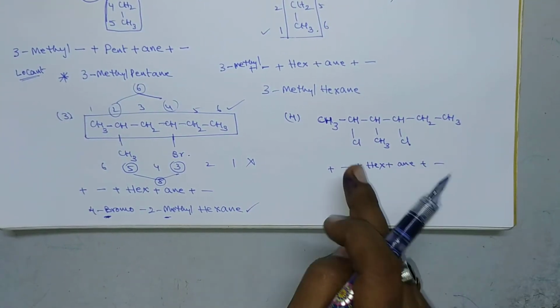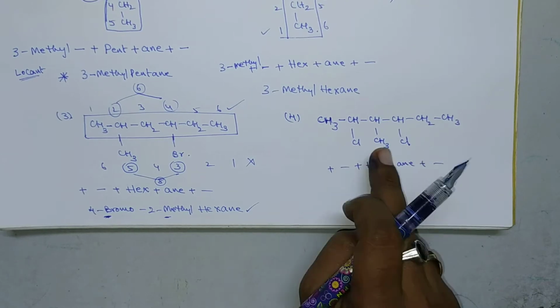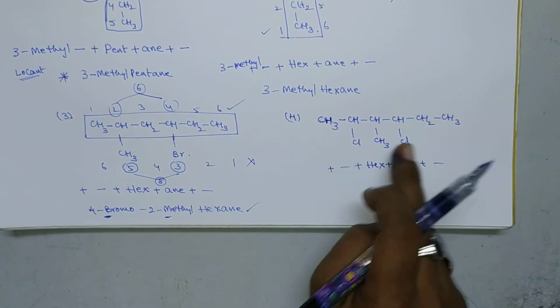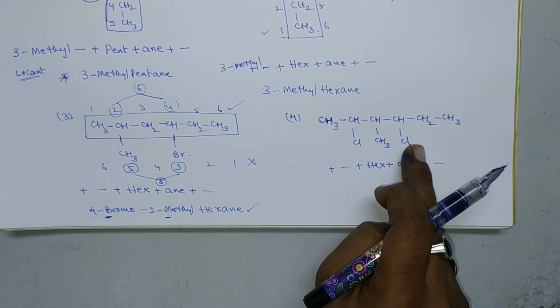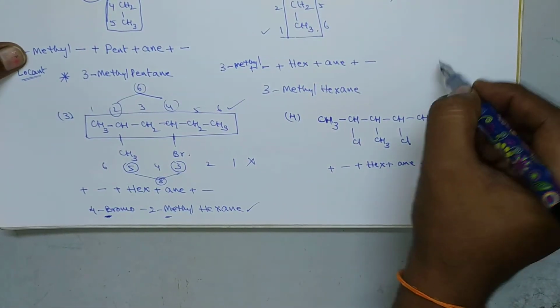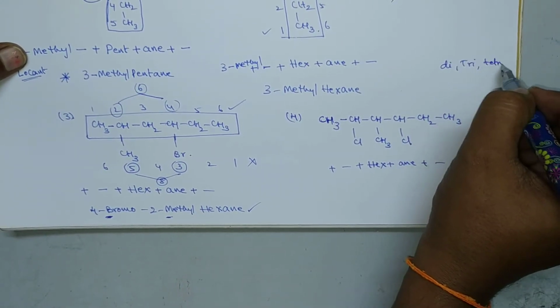How many substitutions are there? 1 2 3 substitutions are there. Here it is chloro, methyl and chloro. So 2 chloro substitutions are there. So if there are 2 or more similar substitutions, we can write di, tri, tetra like this. Di, tri, tetra like this.